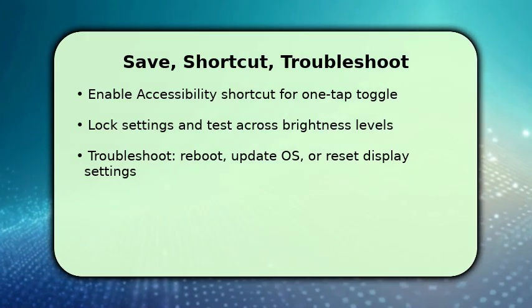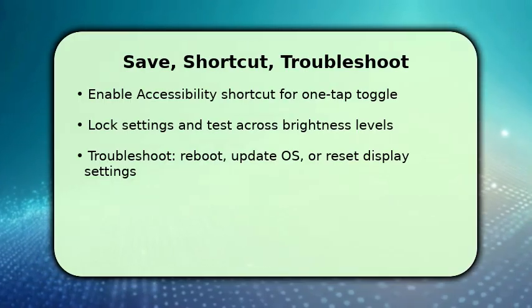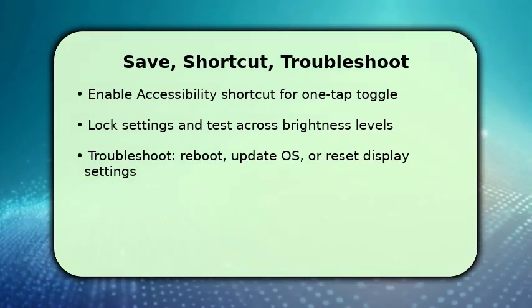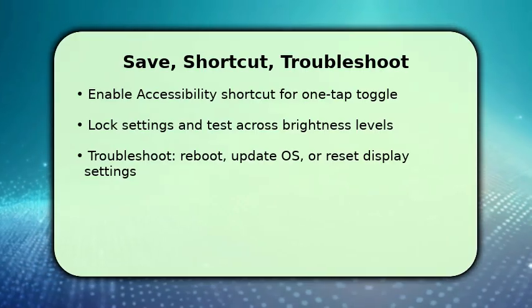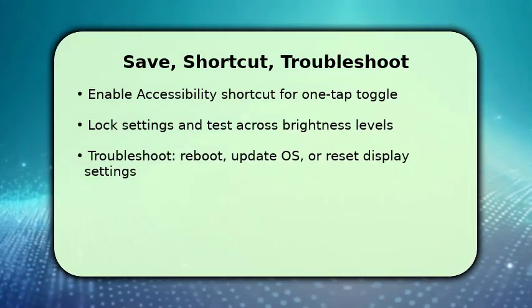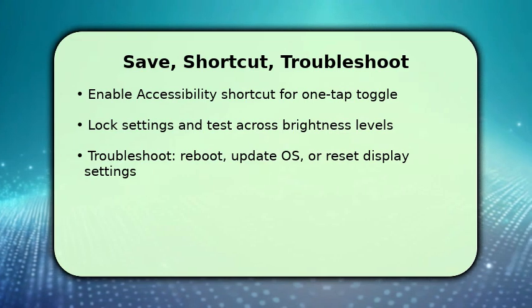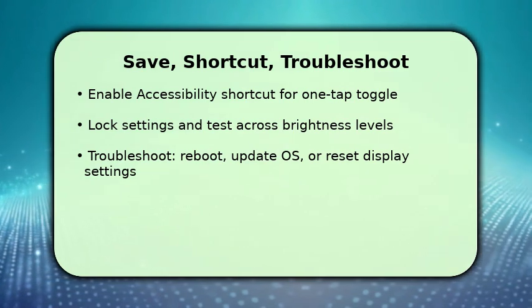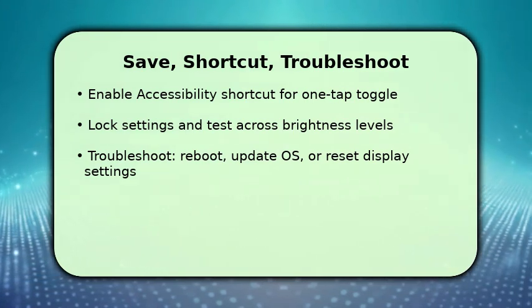If colors look wrong or the filter won't apply system-wide, reboot the phone, install pending OS updates, or reset display settings. These fixes resolve most conflicts. If the issue persists, visit the device support page or a service center for hardware diagnostics.